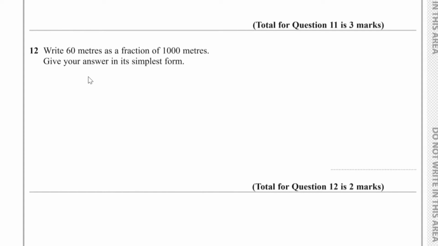Question number 12, we have to write 60 meters as a fraction of 1000 meters. Well, we have 60 over 1000, and if we work this out, we end up with 3 over 50 as a fraction in its simplest form. So we have 3 over 50.